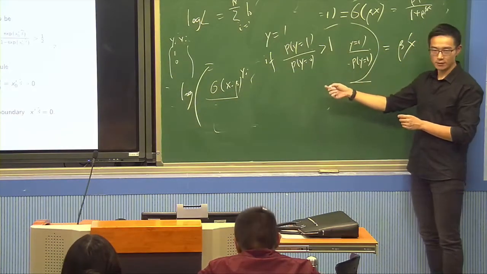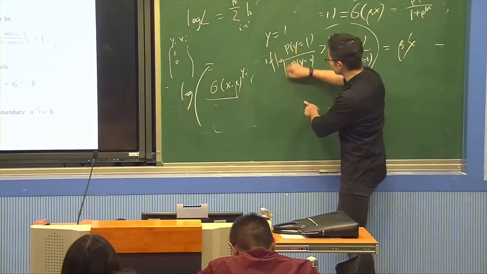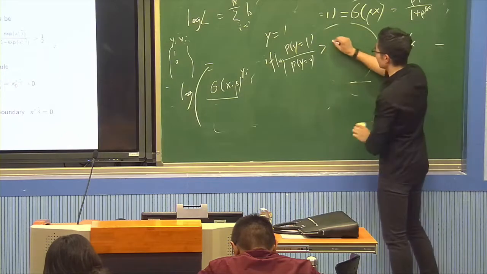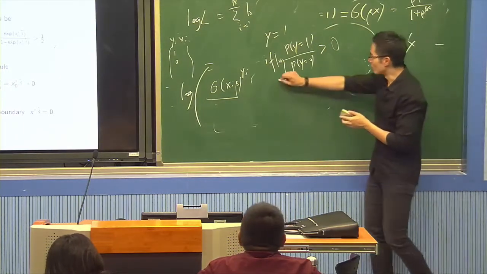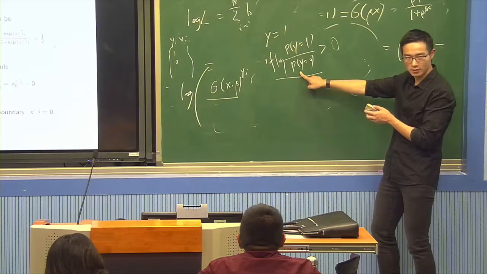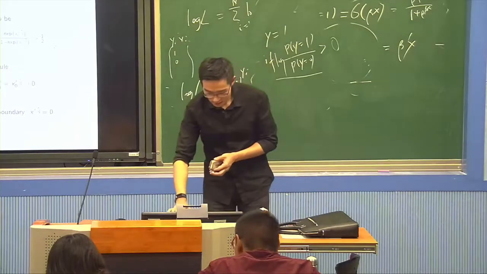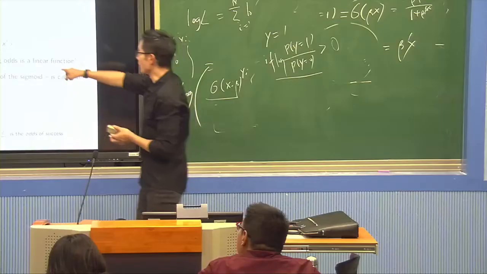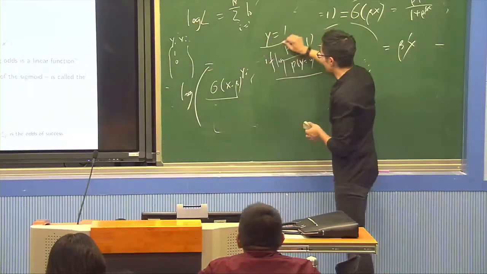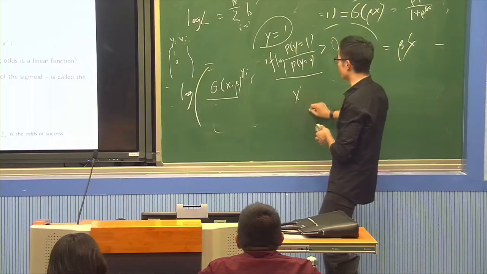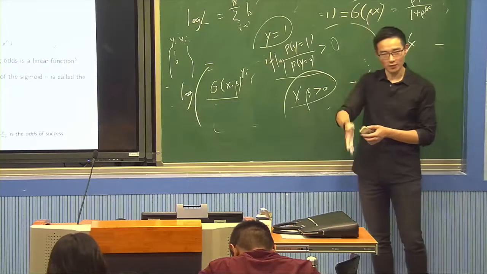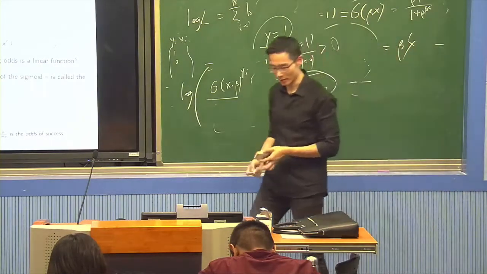Now, I can take a log on both sides. The log of 1 is just 0. But what is the log of p(y=1) divided by p(y=0)? That is a linear function. So, in other words, I basically declare y equal to 1 if x prime beta is larger than 0. It's very simple. So again, we have a cutoff decision boundary like this. A straight decision boundary.